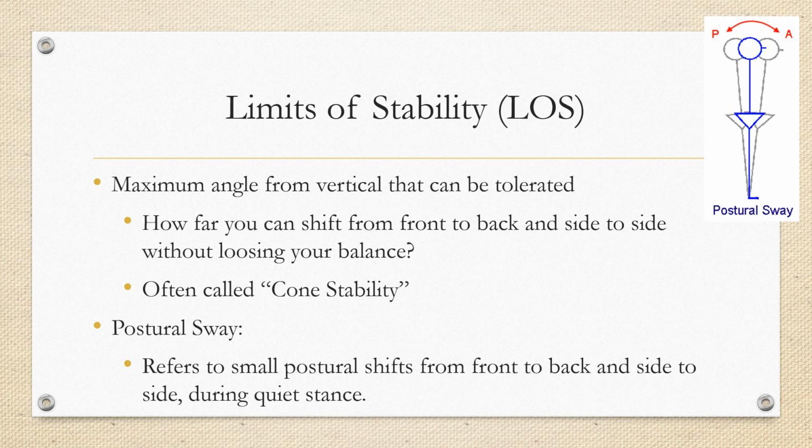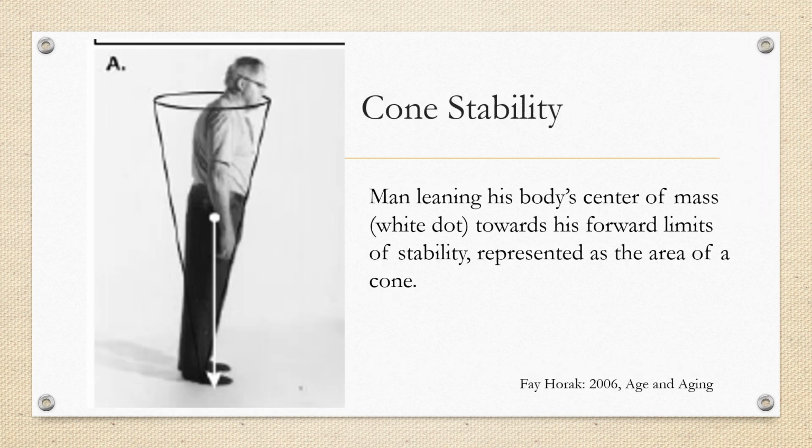With the limits of stability, you have to think about the maximum angle from vertical that can be tolerated before somebody is going to fall over. How far can you shift front to back and side to side without losing balance? This is known as the cone of stability. Postural sway, though, refers to small postural shifts from front to back and side to side during quiet stance. Like I said, that should be fairly minimal.